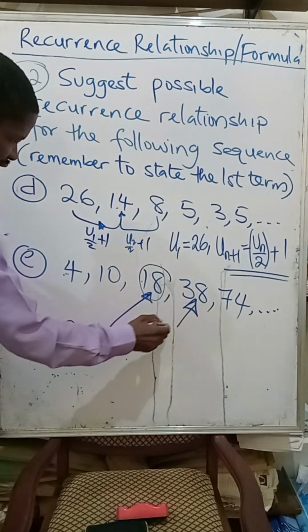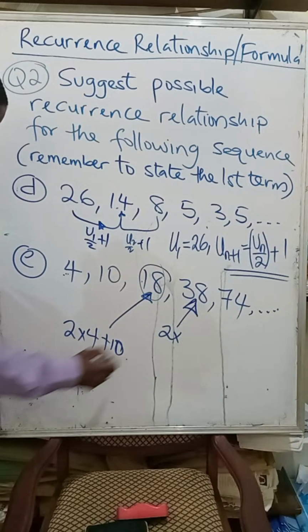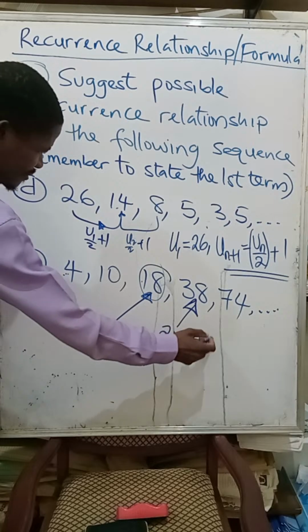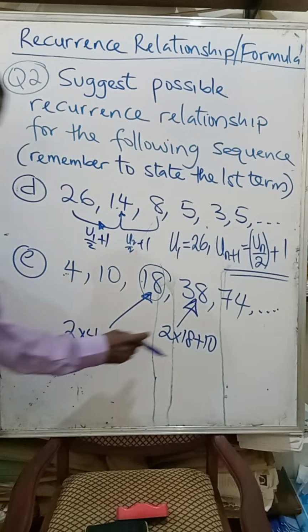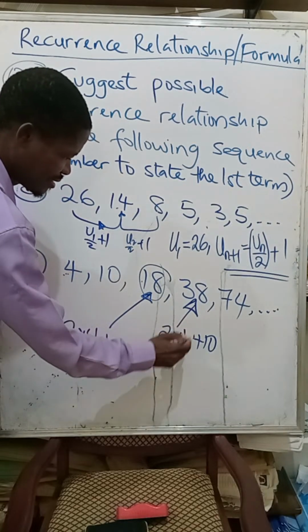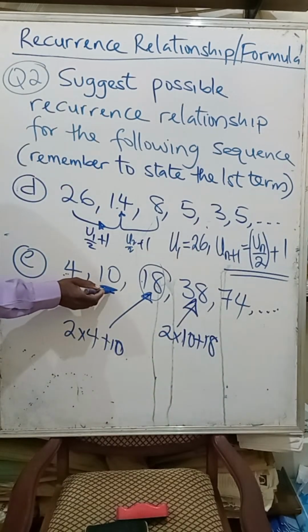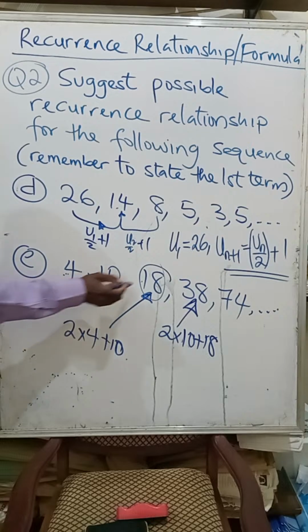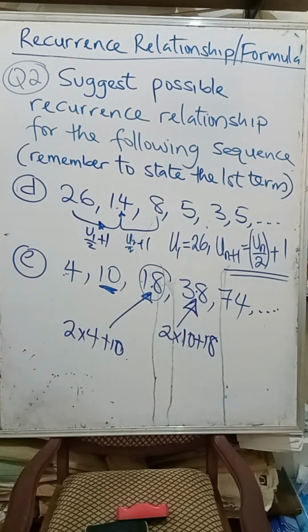38 will be 2 times 18 plus 10. Is that correct? No, that'll be 2 times 10 plus 18, 2 times the previous number. That's 20 plus 18, that's 38.